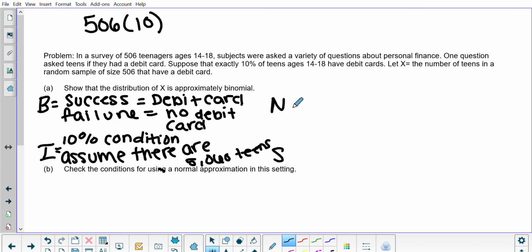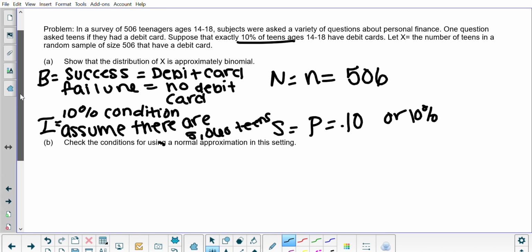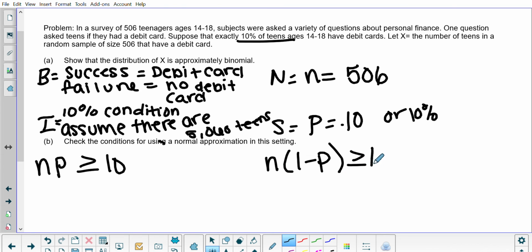My trial is n equals 506, and my probability of being successful is 0.10, or the 10%, and I got that from here. Now it says, check the conditions for using a normal approximation in this setting. So I need to check for two things. Is this true, and is this true? They both have to be true. So let's do that together.